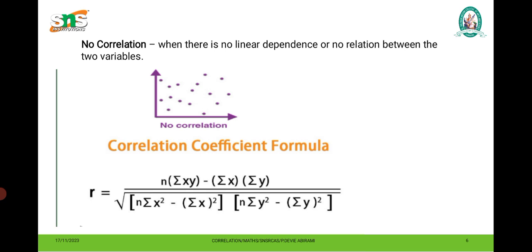In mathematics, we calculate this correlation coefficient by using a simple formula: r equals n summation xy minus summation x into summation y, divided by the square root of n summation x squared minus summation x the whole squared, into n summation y squared minus summation y the whole squared. Here n means number of variables, summation xy means sum of the xy, summation x means sum of x variables alone, and summation y means sum of y variables alone.